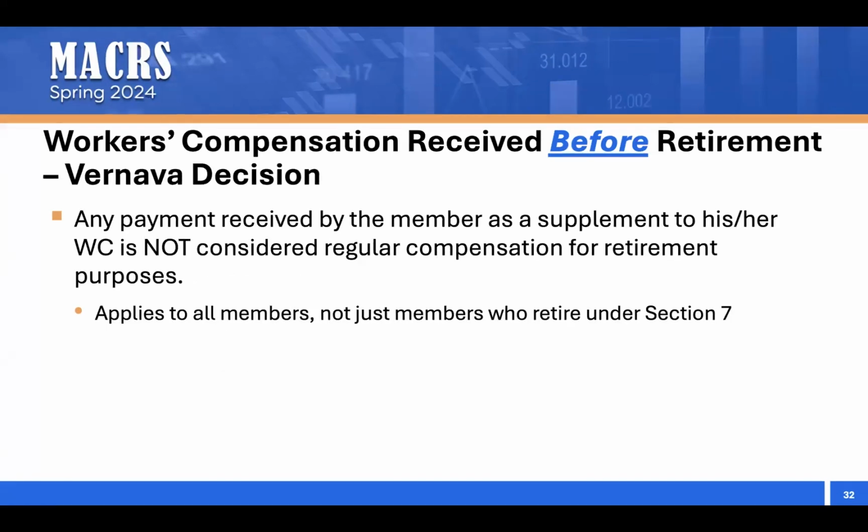Okay, everyone's favorite decision regarding workers' compensation is the Vernava decision. And what this decision says is any payment received as a supplement to his or her workers' compensation is not to be considered regular compensation for retirement purposes. And this applies to all members, not just those retiring under Section 7.